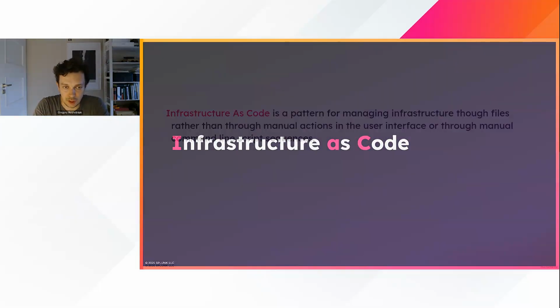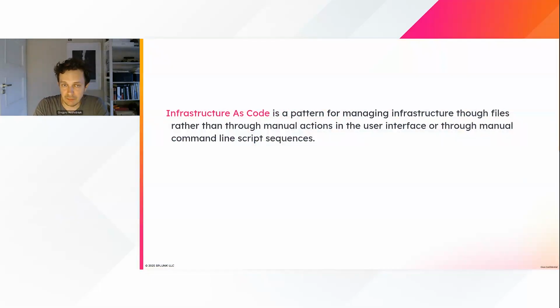What is infrastructure as code? It's a pattern to manage infrastructure through files rather than through manual actions of any sort. It doesn't have to be the user interface. Sometimes people say ClickOps, meaning clicking with the UI in the browser, or using the CLI of various kinds, right? So infrastructure as code is a concept, an idea to manage your infrastructure in a different way, not in a way that requires these actions.